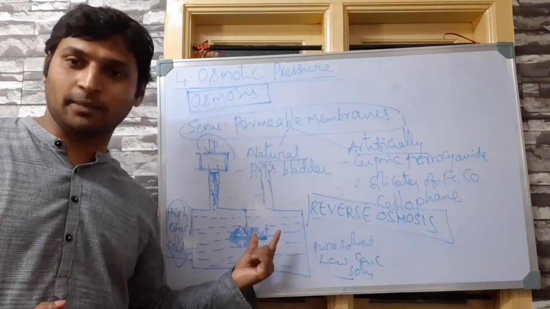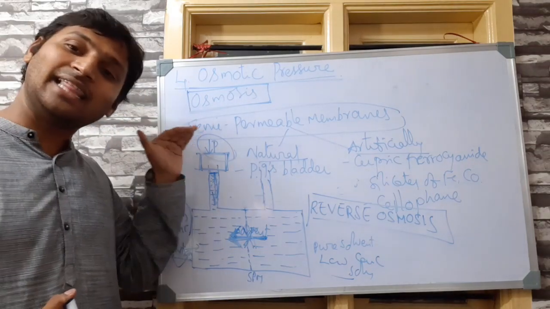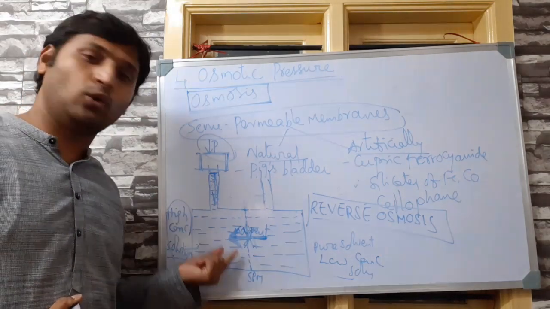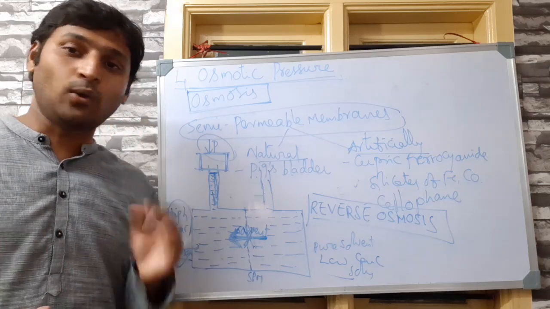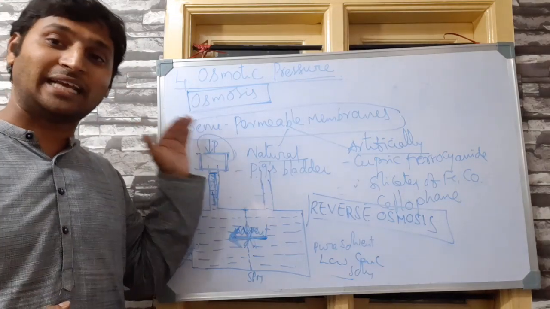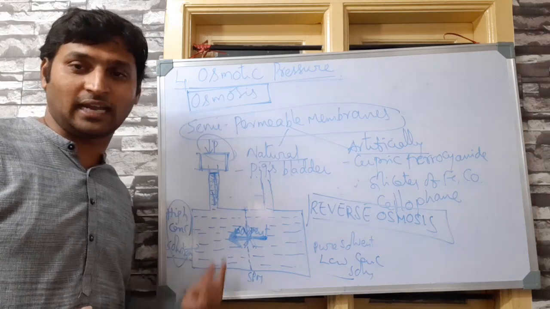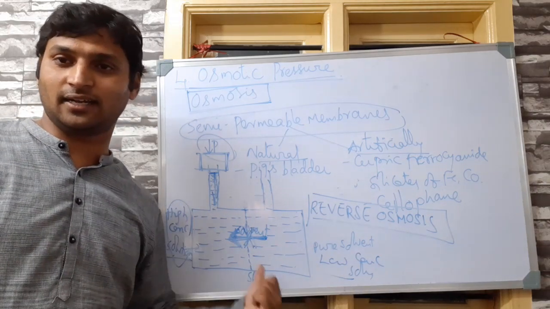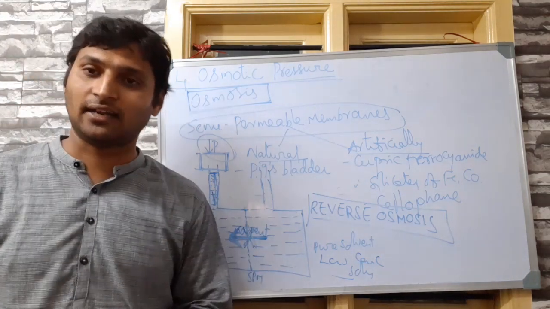Say, on one side they will keep the pure water, and on the other side they will take the sea water, both separated by a semi-permeable membrane, and they will apply pressure greater than the osmotic pressure on the sea water side. Now, only solvent molecules can pass through the semi-permeable membrane, and because you have applied pressure greater than the osmotic pressure, the water from the seawater side keeps moving into the pure water side. And that is how desalination of water is done.